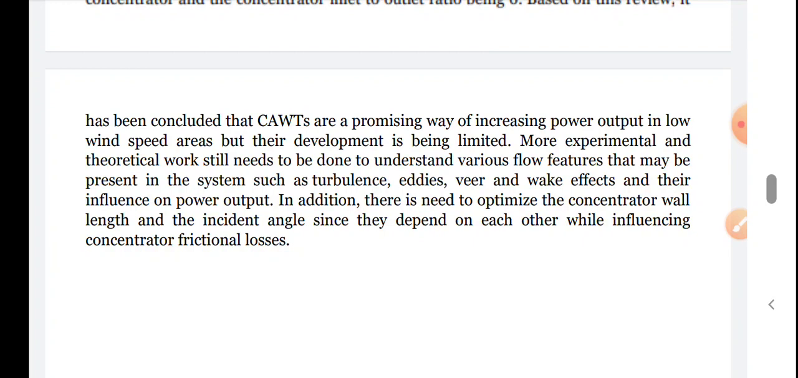So that is why more extensive study needs to be done on the wind with turbulence, eddies, veer and wake, so that an optimized concentrator can be designed. So I hope now you understand the concentrator and augmentation in the wind design technology.